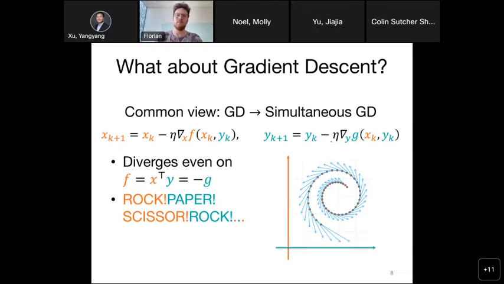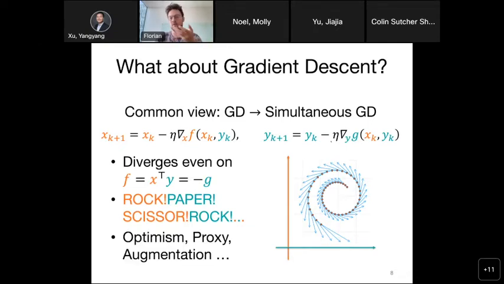And this has been observed before, and it has motivated a bunch of modifications, tweaks, and fixes to simultaneous gradient descent to try to make it perform better. For instance, optimism, proximal methods, augmentation, extra gradient, and the like.